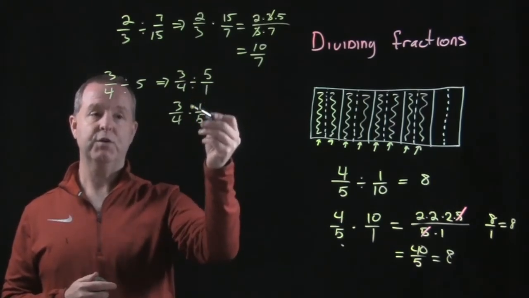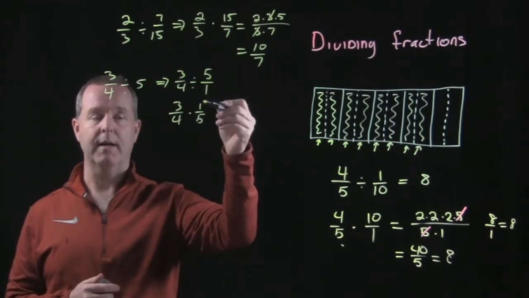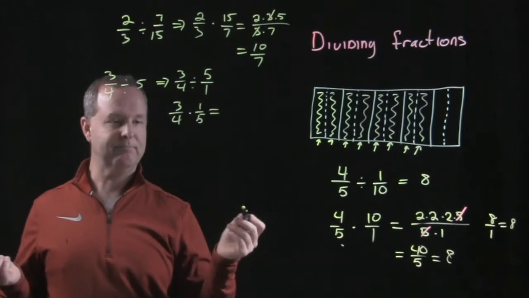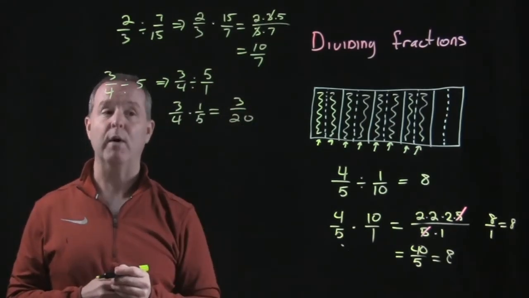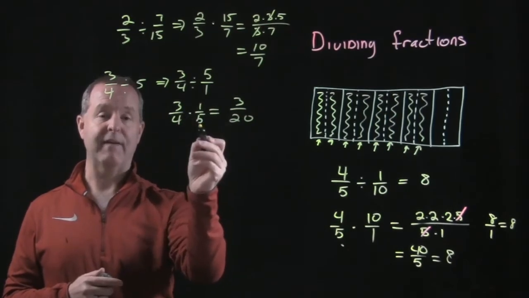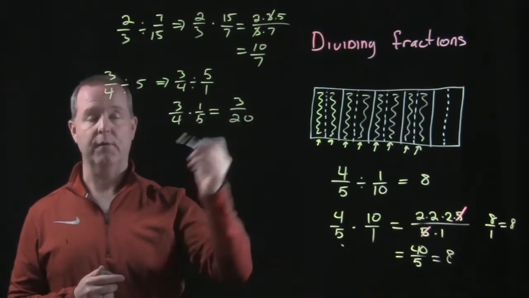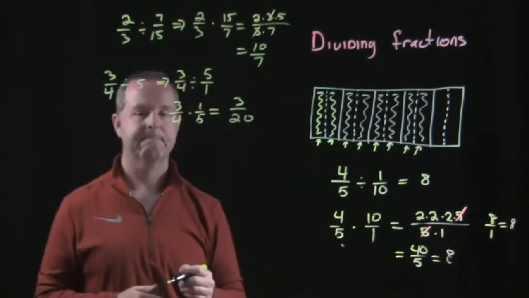I changed division to a multiplication only if I was willing to change the 5 over 1 to the 1 over a 5. Then from there, top times top, bottom times bottom, and it looks like I'm left with a 3/20. I didn't see any common factors in this process, and so there's nothing to factor out, so I know 3/20 is my final solution and it's reduced down.